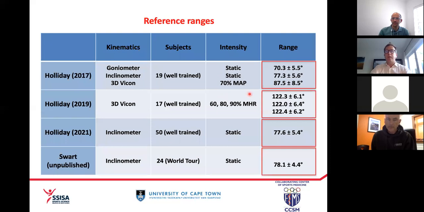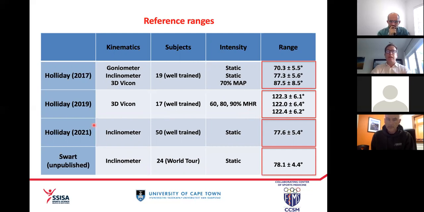If we look at what data we have, we look at Wendy's study on the goniometer, the inclinometer, and 3D Vicon, we see that once again, we get very different values for each of these different measurements. And similarly for 3D Vicon, depending on the plug-in gait model that you're using, you get different values. And that's because the markers are being used in a different way.